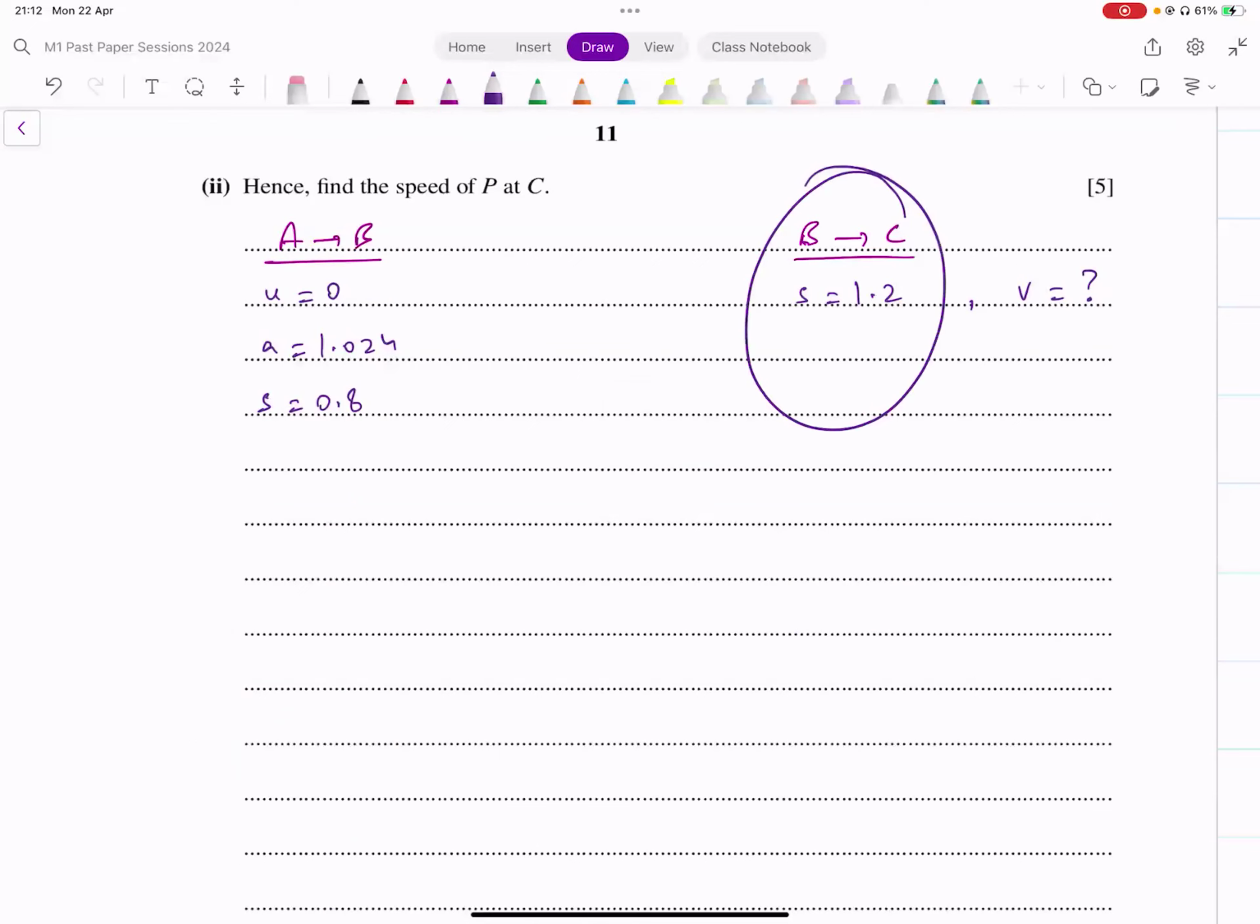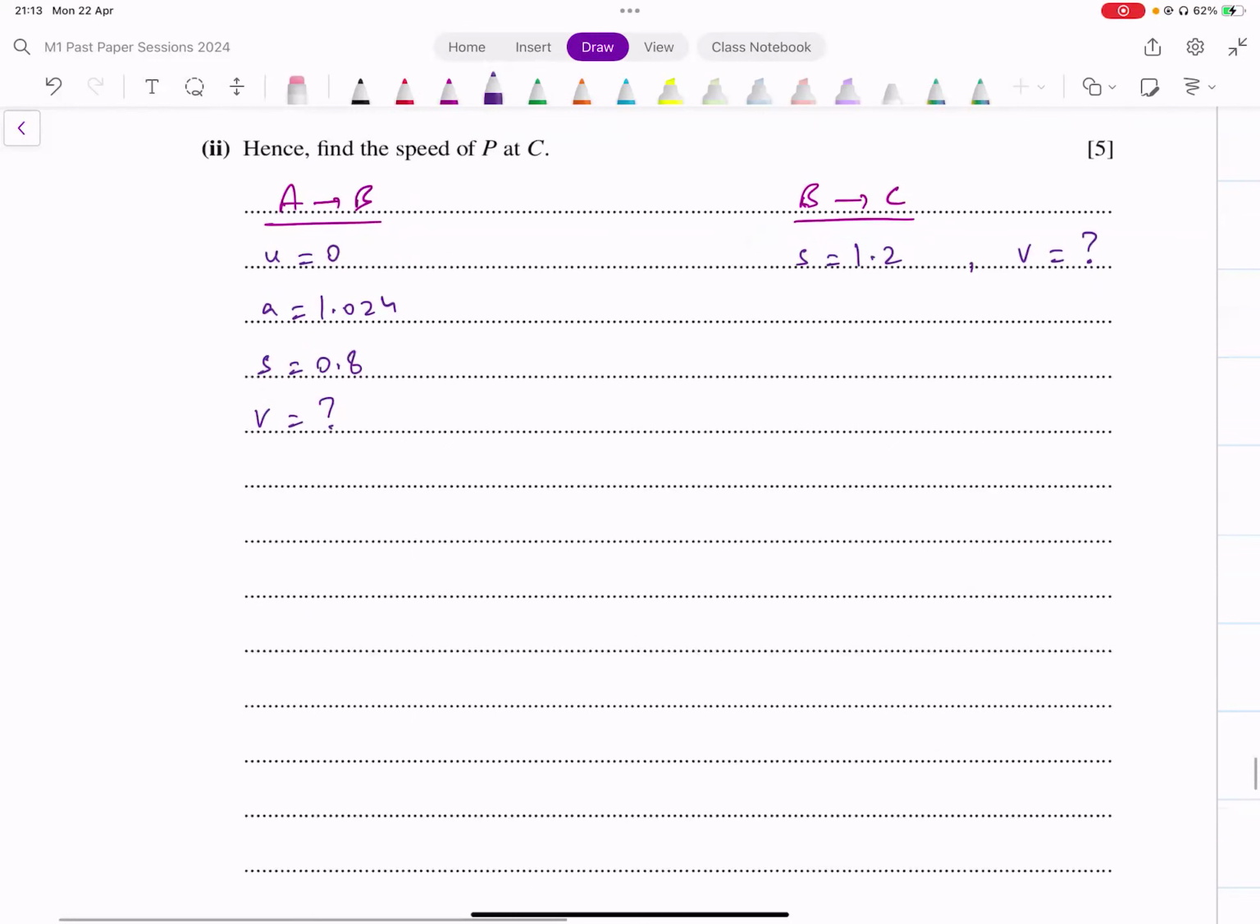Now, for this part of the journey, we need two other pieces of information. Now, how do you get them? First of all, you've got this part of the journey from A to B. B is common between these two parts of the journey, right? A to B and B to C. B is the point that's common between them. What we can do is we can find the final velocity from the first part of the journey. That will become the initial velocity for the second part of the journey. Let's find the final velocity from the first part. So let's find V from this.